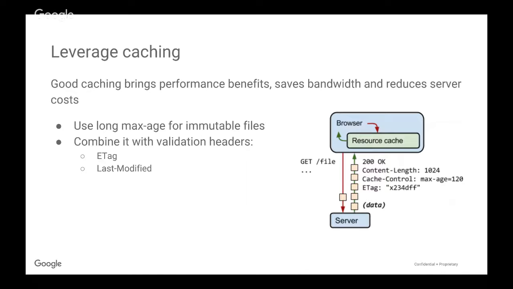So keep always in mind two things. Use max age, a long max age, especially for resources or files that won't change. If you append the version of the file to that URL, more probably that file won't change, so you can use a long max age. And combine it as well with the ETAG. The ETAG tells the browser the version of that file.